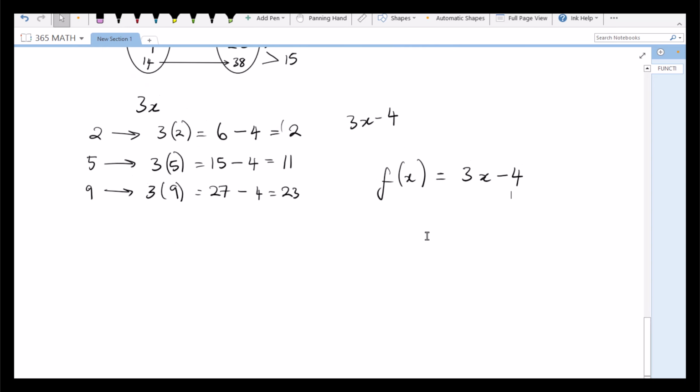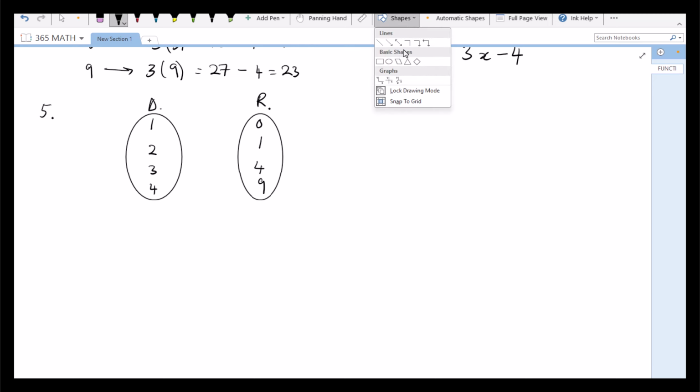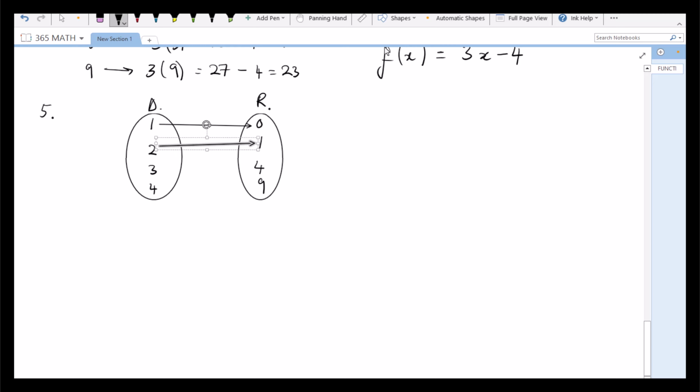I will do the last example, whereby again I am asked to find the function represented by the mapping diagram. So my domain is 1, 2, 3, and 4. And my range is 0, 1, 4, and 9. It is mapped in this manner, where 2 gives us 1, 3 gives us 4, and then 4 gives us 9.